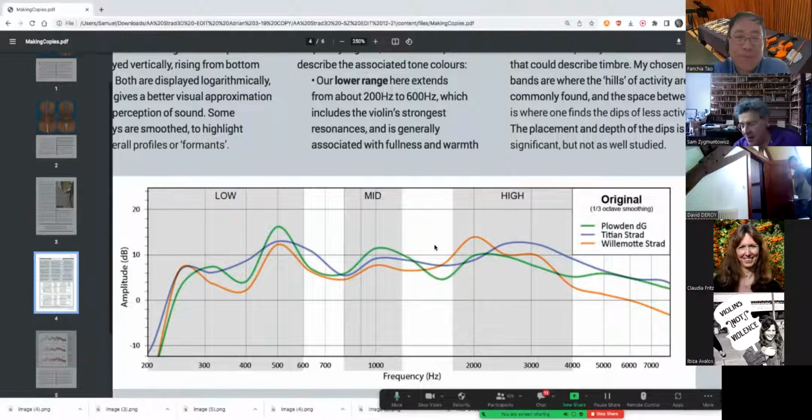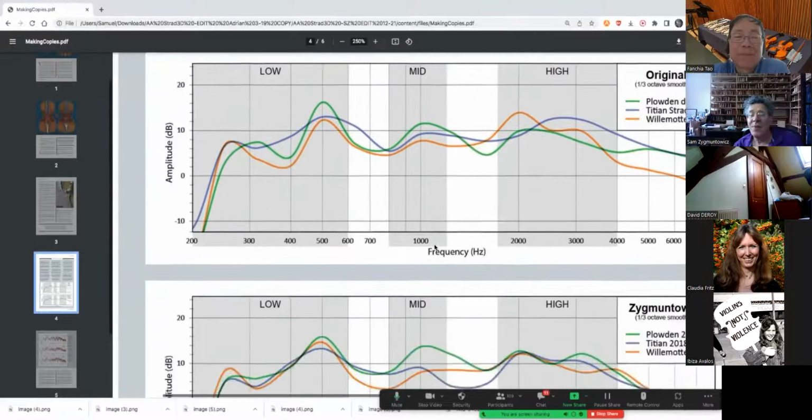I made the copies just because, I thought, well, why not? First of all, I can't keep the Titian in my shop, and having studied it for so long, and same thing with the Plowden, they're sort of touchstones. It was fun to actually make real copies of them because, like I say, when am I going to have that much data and that opportunity? So here's the copies.